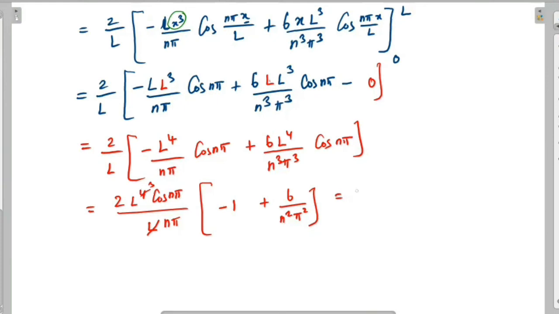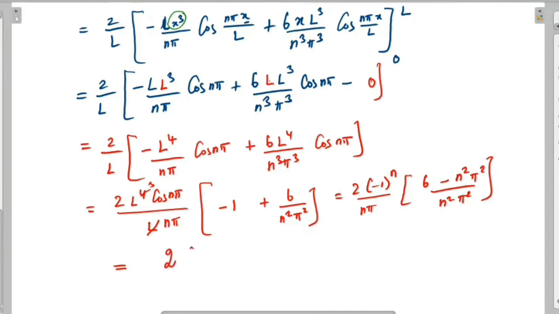From that, you will get 2 into minus 1 power n divided by n pi into, after taking LCM, you get 6, I have written directly, I am writing directly, 6 minus n square pi square divided by n square pi square, which is equal to 2 into minus 1 power n into 6 minus n square pi square divided by n square pi square. This is Bn.